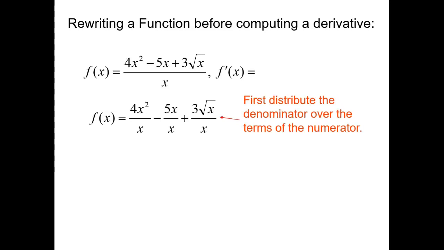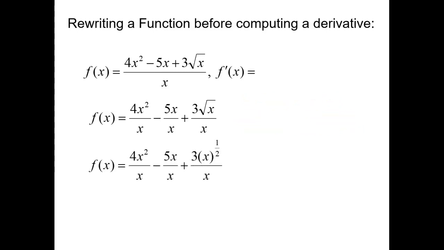When I do, I have to then remember our rules for exponents, that when I divide a variable of the same base, I subtract the exponents. This is a precalculus topic. Here I get this as my function. Notice I have not taken a derivative here. I've simply simplified the function first using my monomial denominator and using my rules for exponents from precalculus.